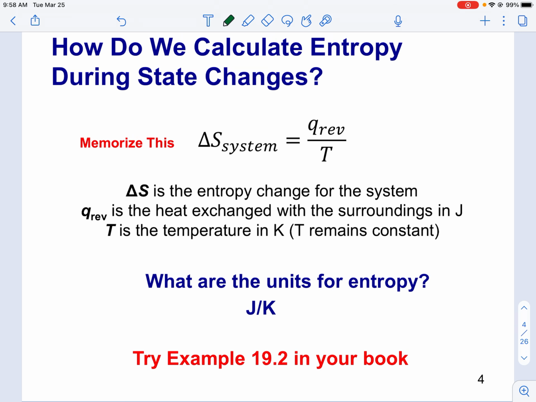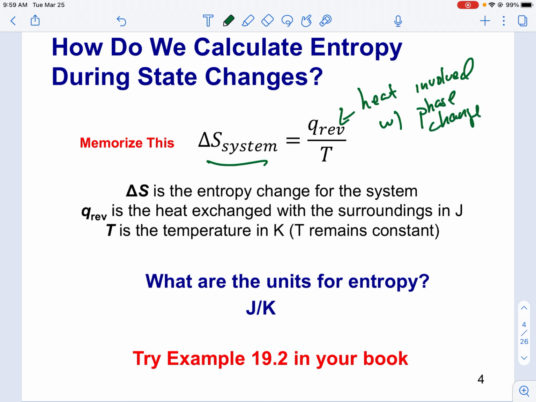So how do we calculate the entropy change during a state change? All right, and so you want to memorize this equation. The delta S of the system here is equal to the Q reversible. The Q, this is the heat involved with the phase change.